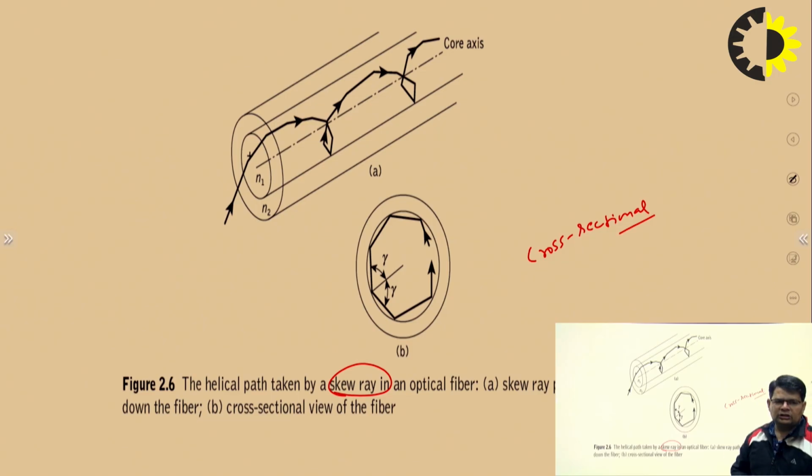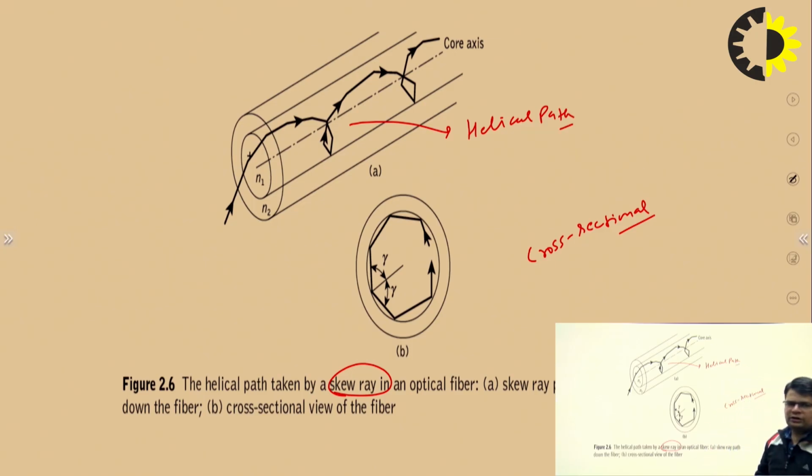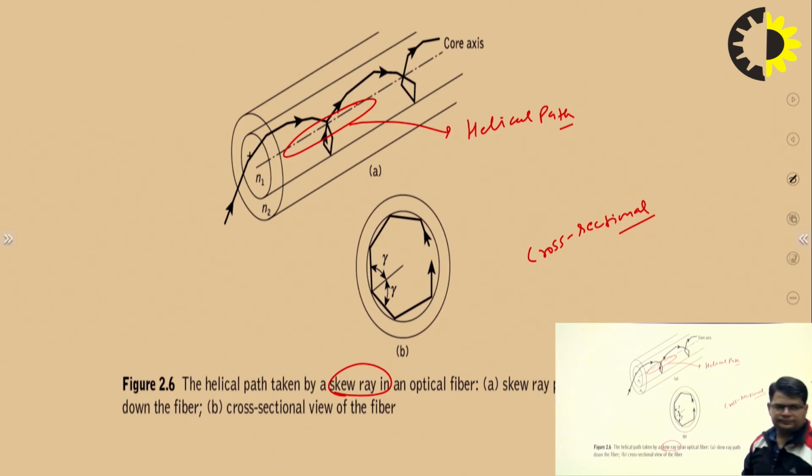So these are the skew rays observed through the cross-sectional view in an optical fiber cable. As discussed, this skew ray follows the helical path, and moreover, skew rays do not cut or pass through the axis of the fiber, and moreover, skew rays can be represented in terms of an angle gamma.